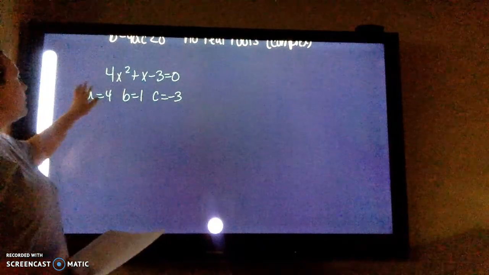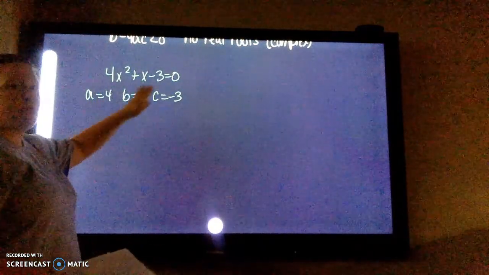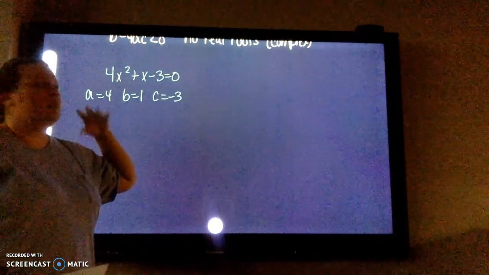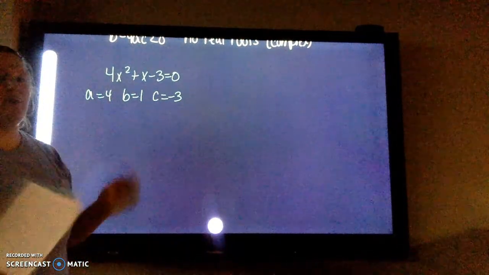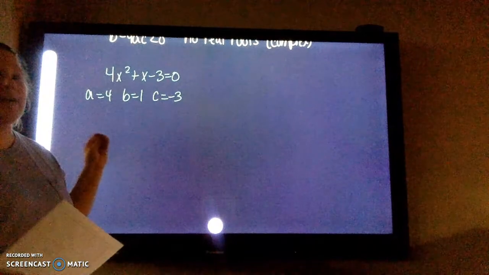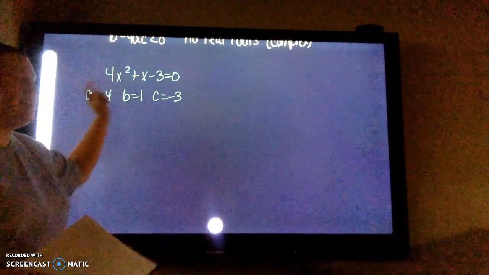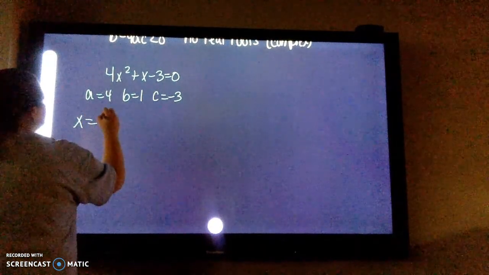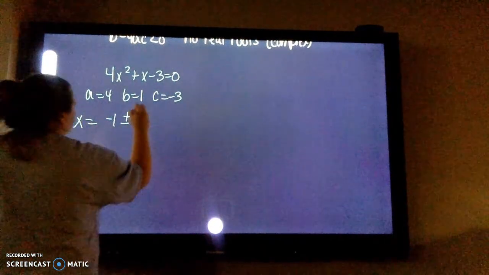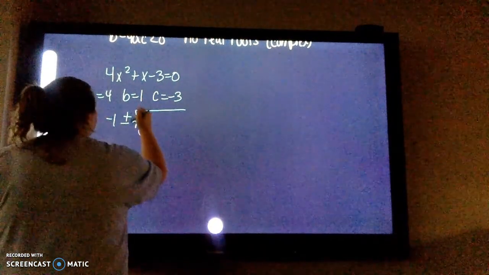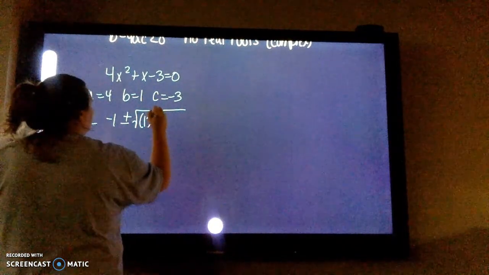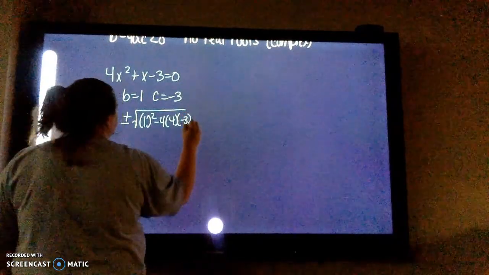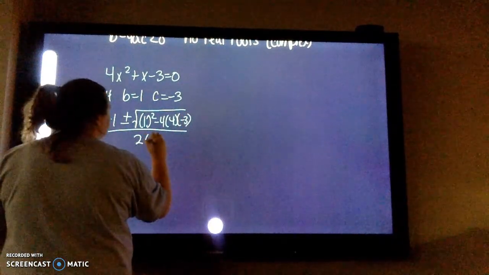It is important to note that before we plug it in, we do want to pull out any common factors if we have them. Okay, we don't have any here, so we don't have to worry about it, but it will happen occasionally. Make sure you pull those out and simplify, and then identify your a, b, and c terms. So we get x is equal to negative 1 plus or minus the square root of 1 squared minus 4 times negative 3 all over 2 times 4.